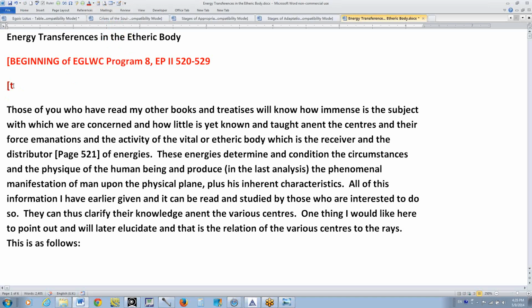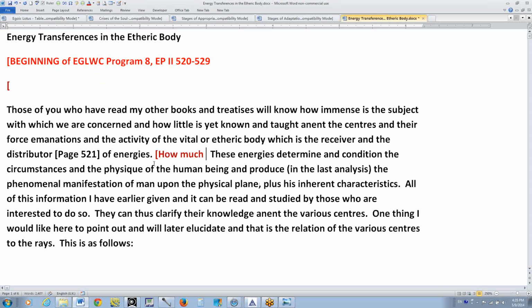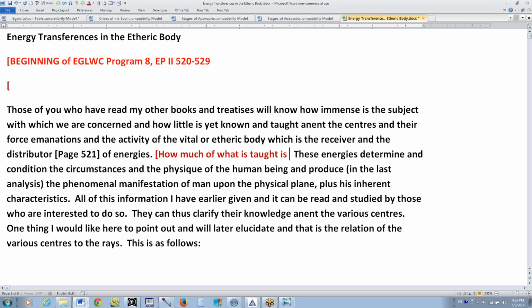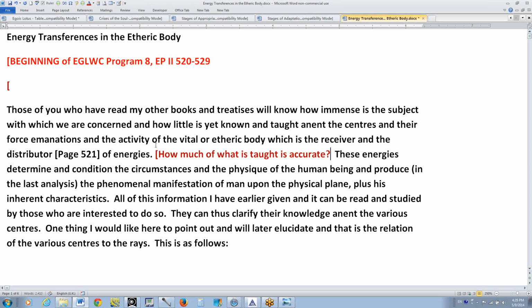So, how immense is our subject? The subject with which we are concerned, and how little is yet known and taught anent the centers and their force emanations and the activity of the vital or etheric body, which is the receiver and the distributor of the energies. Well, much is taught, but, well, maybe compared to what Master DK thinks, but how much of what is taught is accurate? That is the question, of course. How much is really accurate?